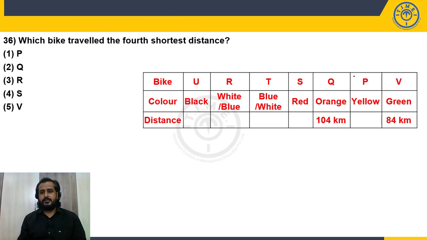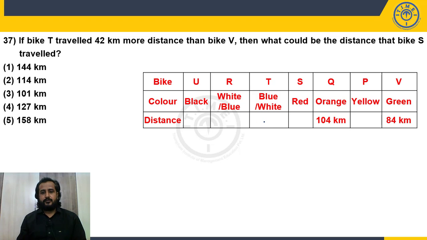Which bike traveled 4th shortest distance? First, second, third, 4th shortest. So which is S? Choice 4. If bike T travels 42 more than V, 84 plus 42, which is 126. Then what could be the distance that bike S traveled between 126 and 104? Which value? 114. Choice 2.